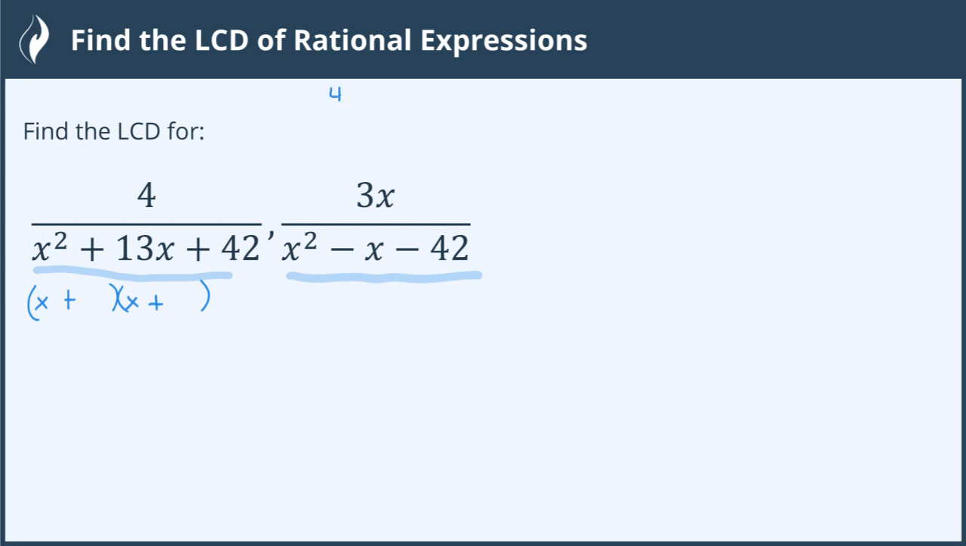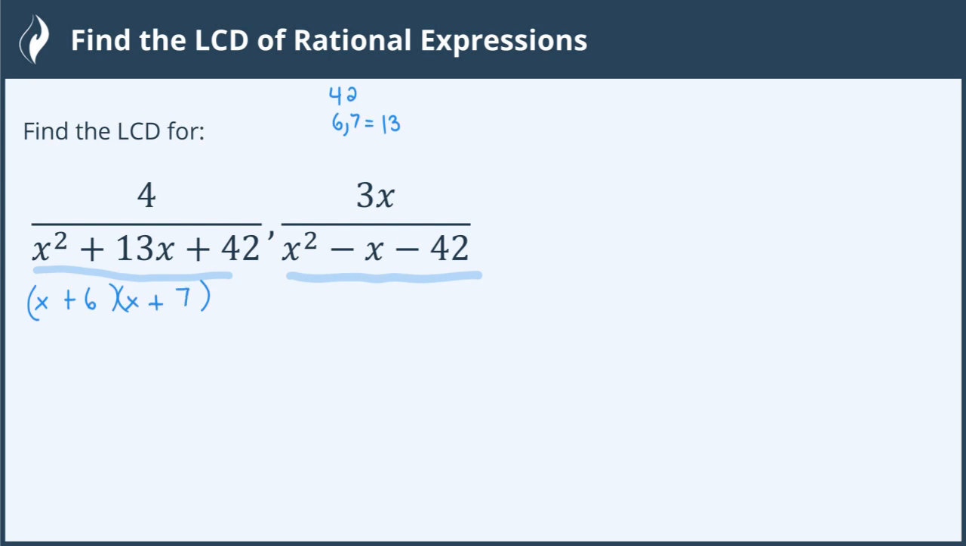So 42, you know, you can do all of them, but the first factors I think of are 6 and 7. Since these are both plus, that means I would be adding my 6 plus 7, and I get 13. So that tells me this is my set of factors that I can use for this. And since they're both positive, it doesn't matter whether I do the 6 or the 7 first.